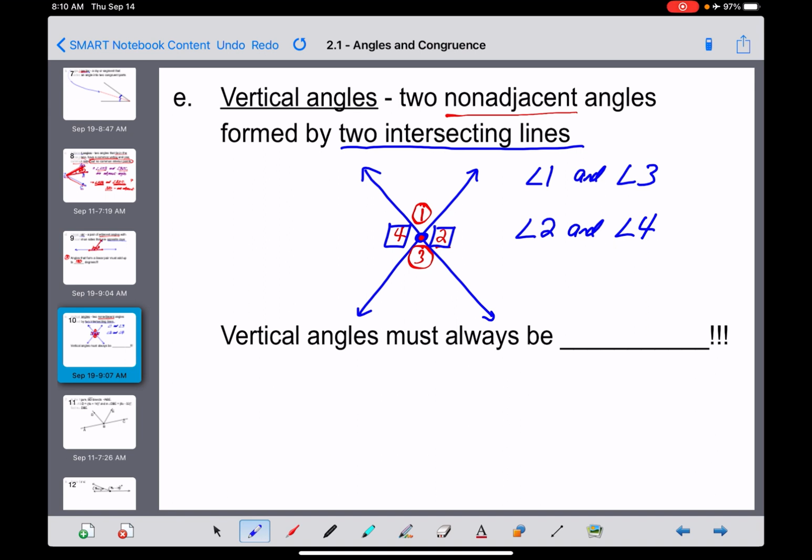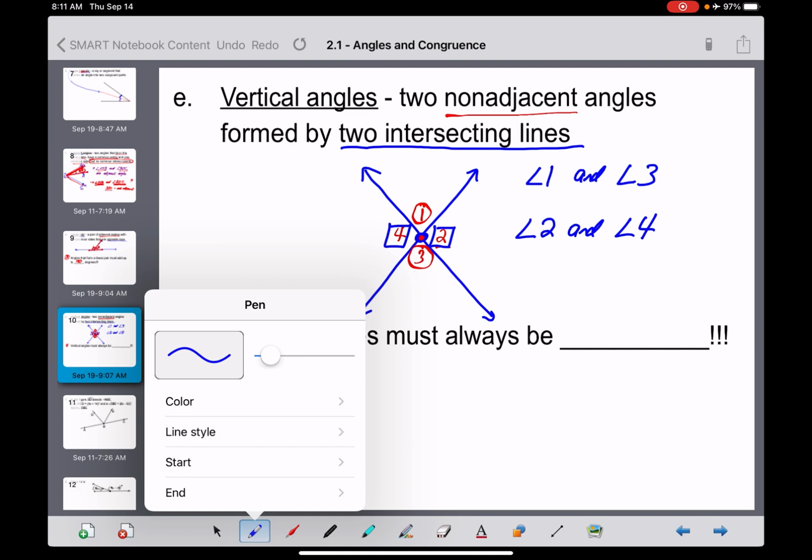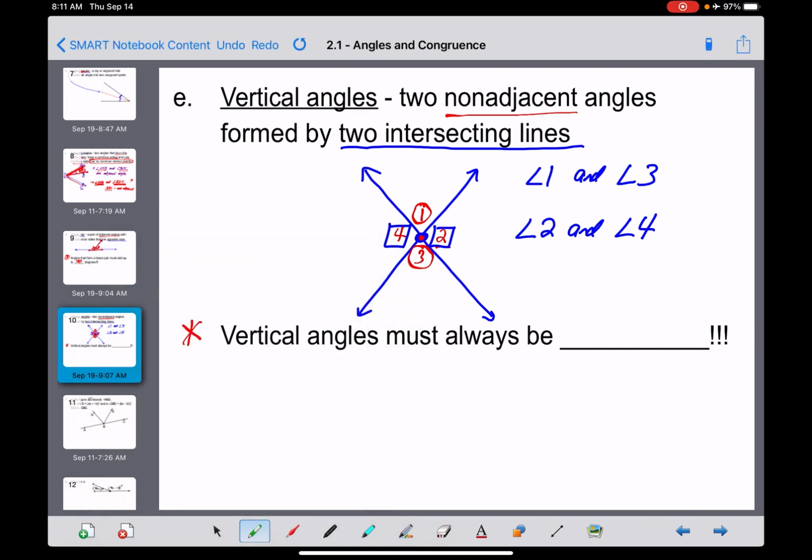But not 1 and 2, those are adjacent. Not 2 and 3, those are adjacent. And so on and so forth. And then, the big important takeaway from here, vertical angles must always be what? Well, let's do a little math here, guys, and let's see if we can break this diagram down. If I were to just make up a number and tell you guys that angle 1 is about 80 degrees, and that's probably close, it looks like it's a little bit smaller than a right angle, we should be able to figure out the measure of angle 2 already.